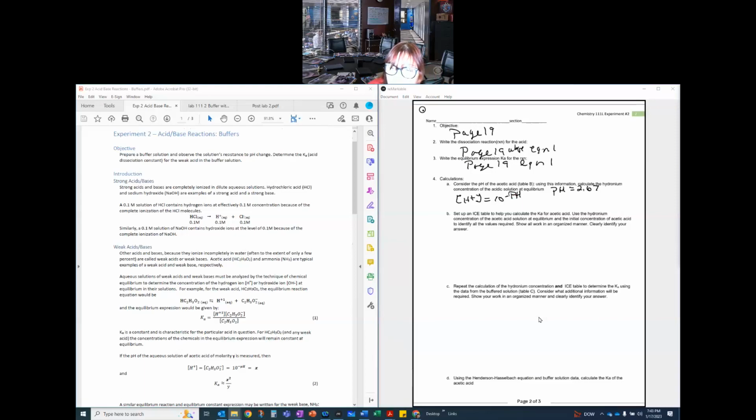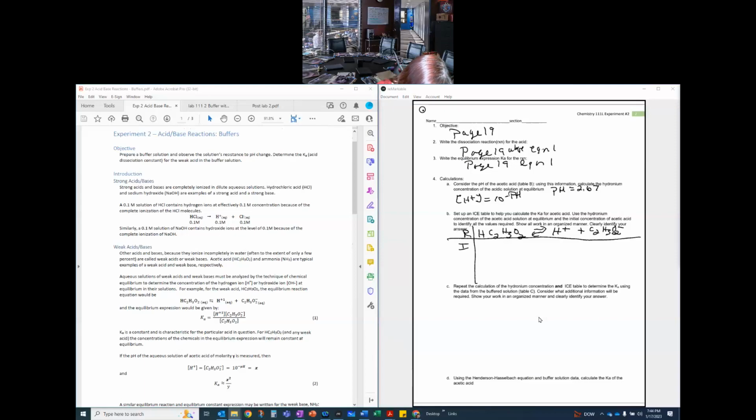We set up an ice table to help you calculate the Ka for acetic acid. Use the hydronium ion concentration of the acetic acid solution at equilibrium and the initial concentration of acetic acid to identify all the values required. Show all work in an organized manner. Clearly identify your answer. If I'm looking for something that is clear, I want an ice table. I want that going to H plus and C2H3O2 minus. That is my reaction.